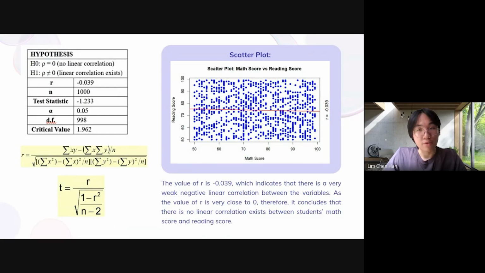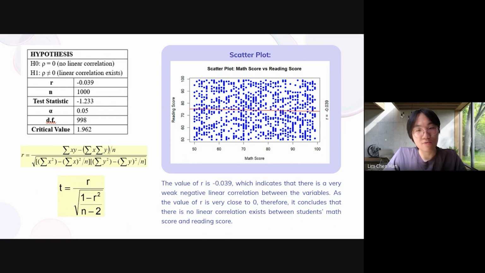So we have conducted a scatter plot here, and we have our r, which is negative 0.039, which we obtain from this equation. And also we have our test statistic, which we use this equation to obtain. So we obtain that the value of r is negative 0.039, which indicates that there is a very weak negative linear correlation between the variables.